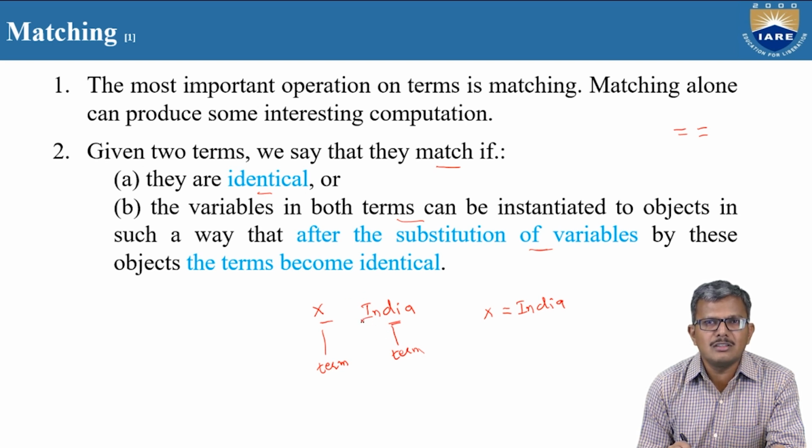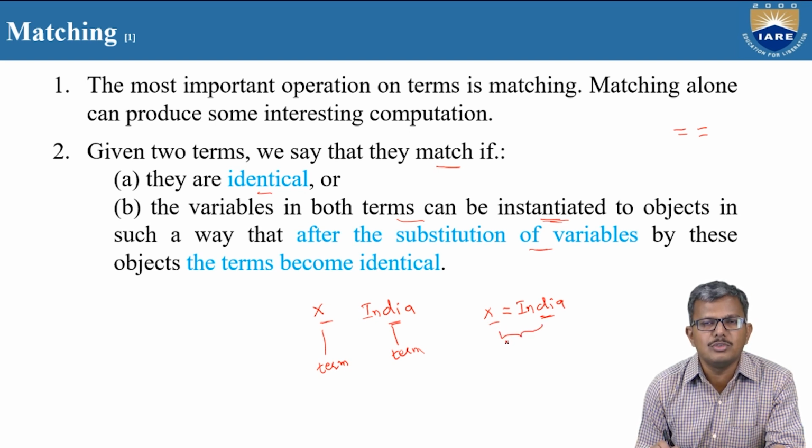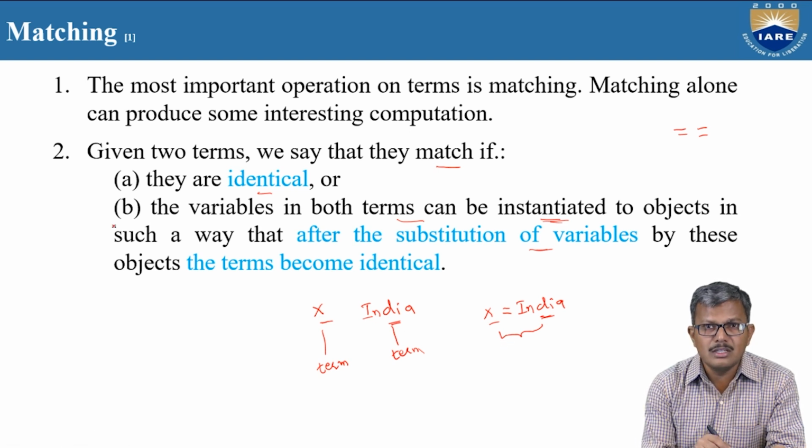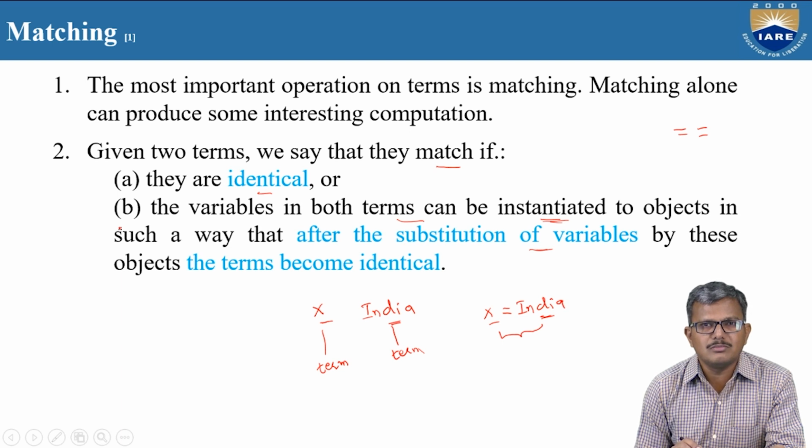I mean, things can be integrated together by doing this instantiation. So how am I doing instantiation? I am initializing India to X. I am initializing the term India to X. In this case, what happens? Whenever we perform the matching between these two, we are going to get the result as true. Okay.